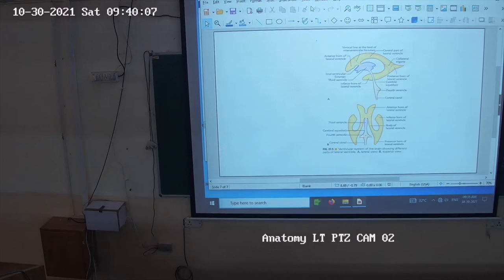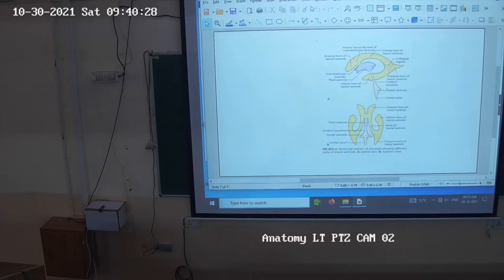Now look at this part. This is the anterior horn, this is the body, this is the posterior horn, and this is the inferior horn. And lying between these, look here. What is this? Lateral ventricle. This whole is the lateral ventricle, and see here, it is connecting with the third ventricle.